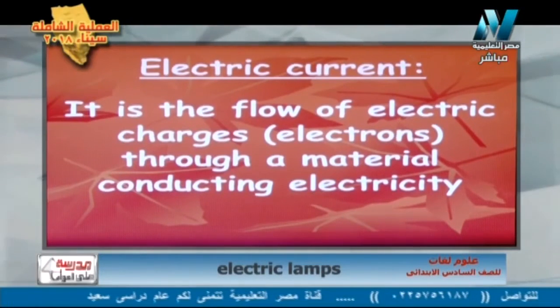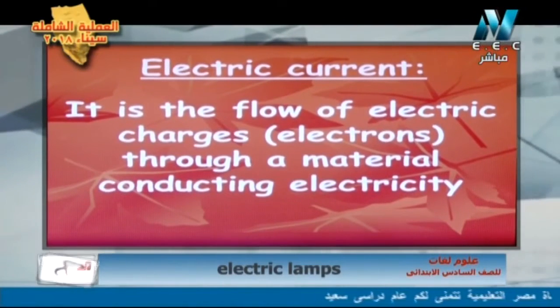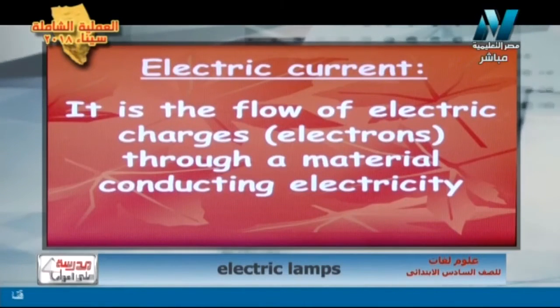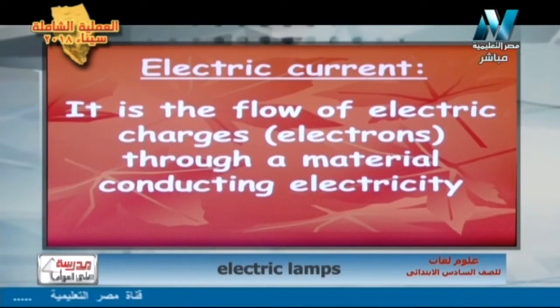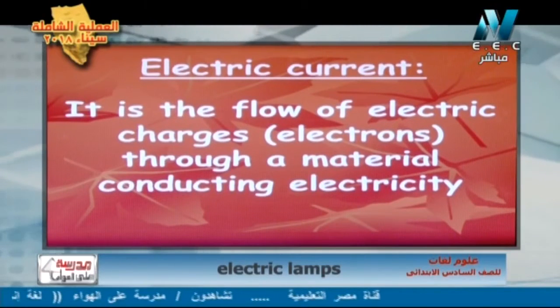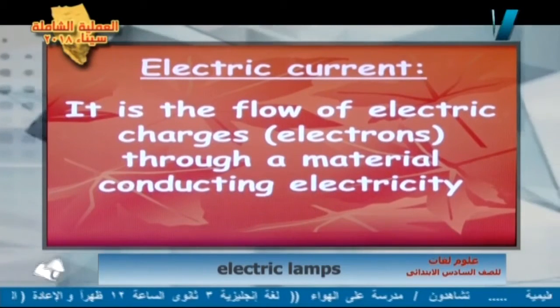Again, that's a very important definition. Electric current أو التيار الكهربي is a flow of electric charges or electrons through a material conducting electricity. Again, for the last time, electric current is a flow of electric charges or electrons through a material conducting electricity.